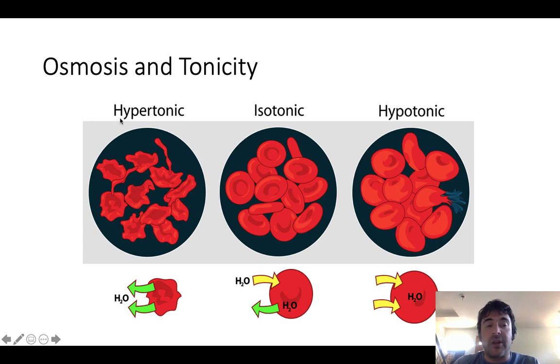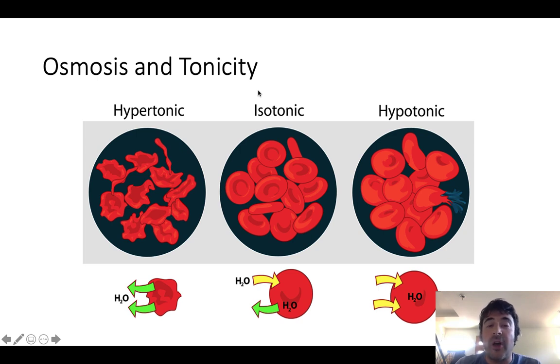Any solution that's hypertonic will cause water to be sucked out of the cell. When water gets sucked out of the cell, these cells shrink and shrivel and undergo a process called crenation. So these cells that are placed into a hypertonic solution, that solution causes water to be sucked out, and those cells shrink and shrivel or undergo a process called crenation.